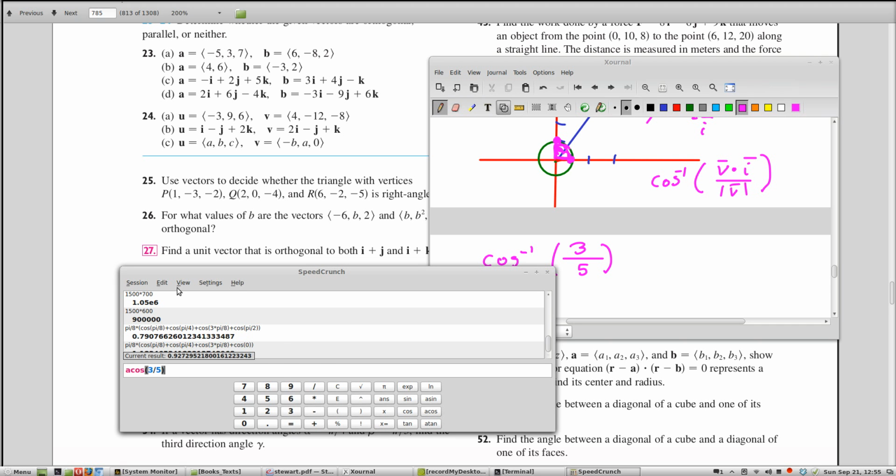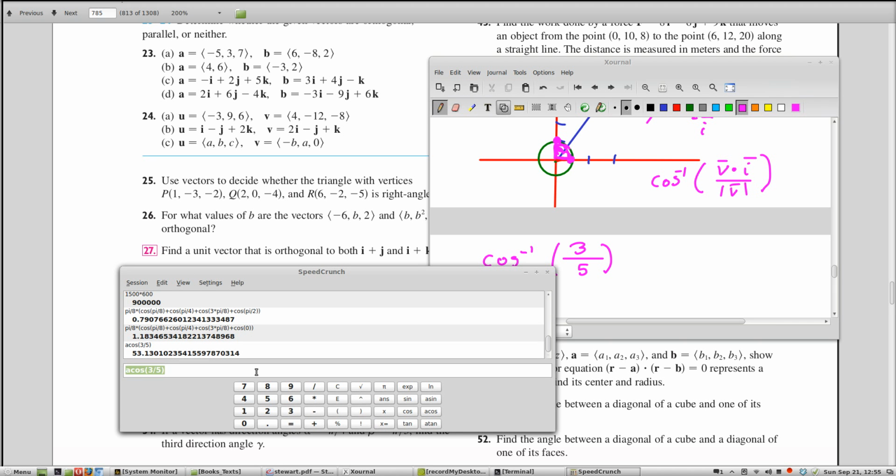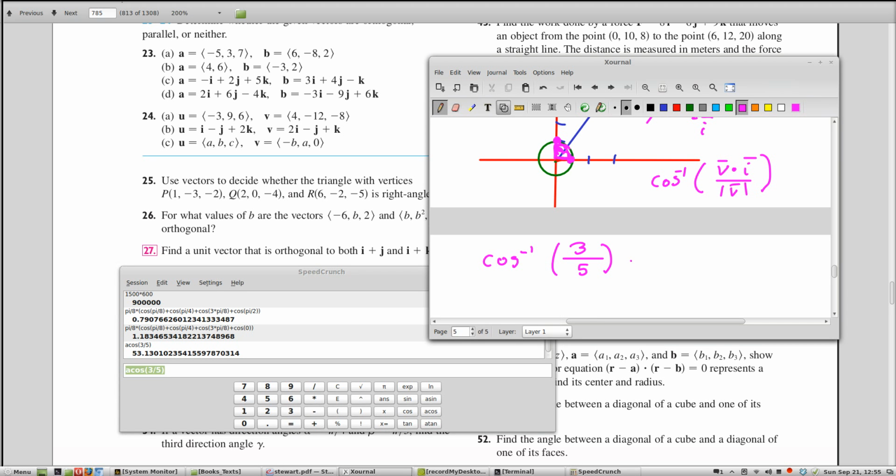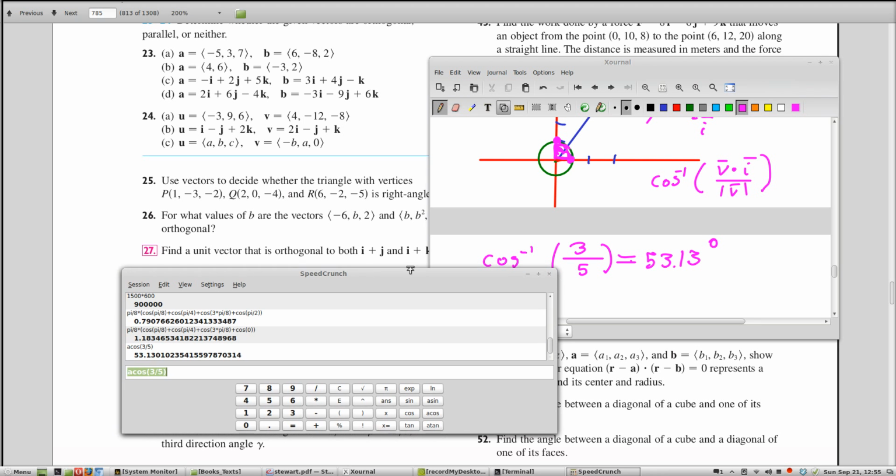And I think I have this set on radians. Let's put it on degrees. It'll be a little bit more comprehensible. So this is 53 degrees. I'm just going to call it 53.13 degrees.